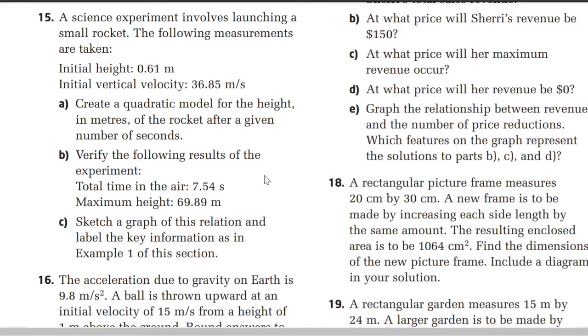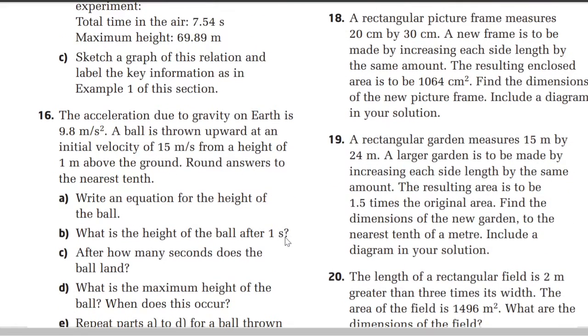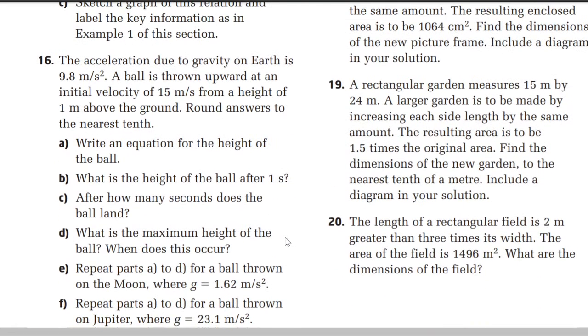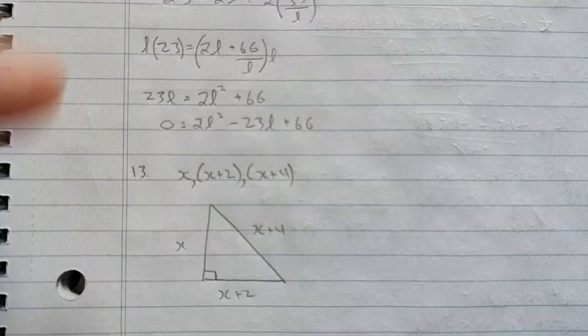In the case of question number 16, you're given that the acceleration due to gravity on Earth is 9.8 meters per second squared. So again, you're going to end up with that 4.9 setup in the equation. A ball is thrown upwards at an initial velocity of 15 and with a height of 1. Round your answers to the nearest tenth of a centimeter. Write an equation for the height of the ball. So again, let's quickly write those equations for that one.